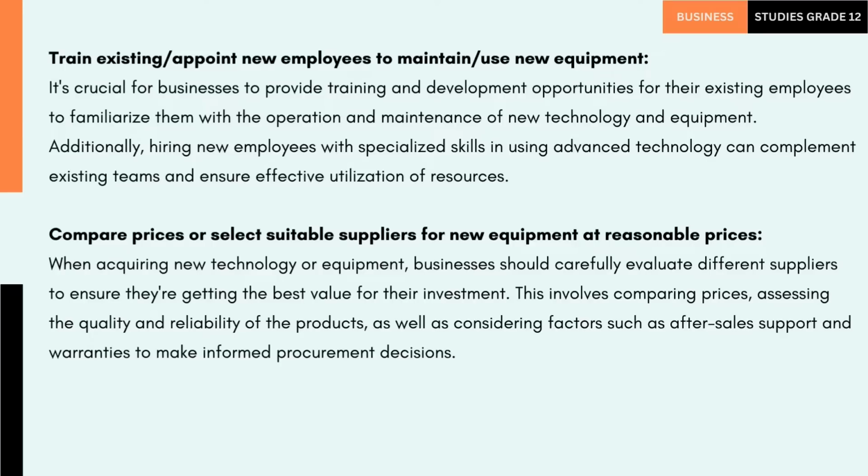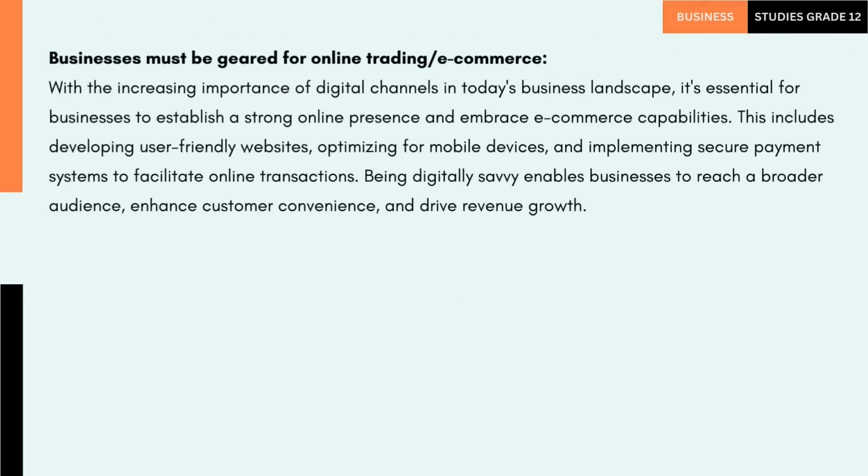When acquiring new technology or equipment, businesses should carefully evaluate different suppliers to ensure they are getting the best value for their investment. This involves comparing prices, assessing the quality and reliability of the products, as well as considering factors such as after-sales support and warranties to make informed procurement decisions. D. Businesses must be geared for online trading and e-commerce.